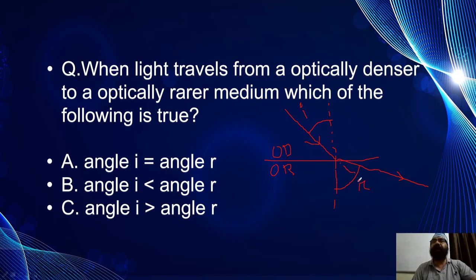So clearly in the diagram, you can see that this angle is greater than the angle of incidence. These are vertically opposite angles, and you can see that light would have gone ideally like this. And so I can see that my angle R is greater than angle I. Got it? Which means the correct answer is B, that my angle of incidence is less than angle of R.